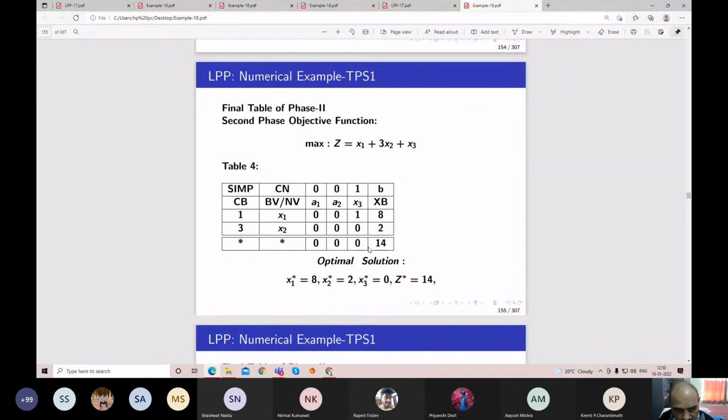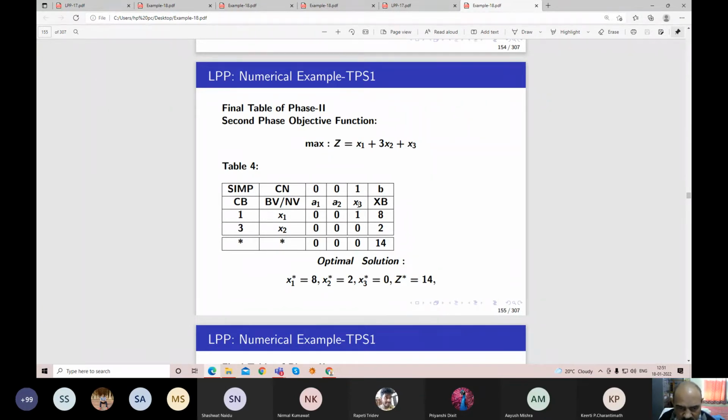Why? Because in case you find 1, 0 is fine. If it is 0, 0, it is not fine because you cannot divide by 0. If 1, 0 is there, we'll take the positive ratio, 8 by 1, 8. So what we want to do is, in the next table, we'll have to interchange x3 and x1. x3 will come to the x1 position and x1 will go to the x3 position.